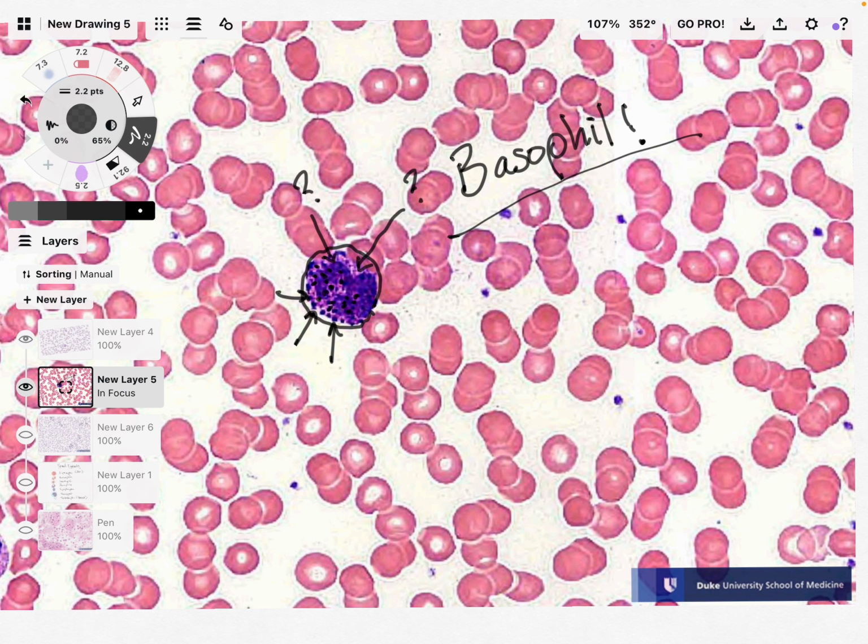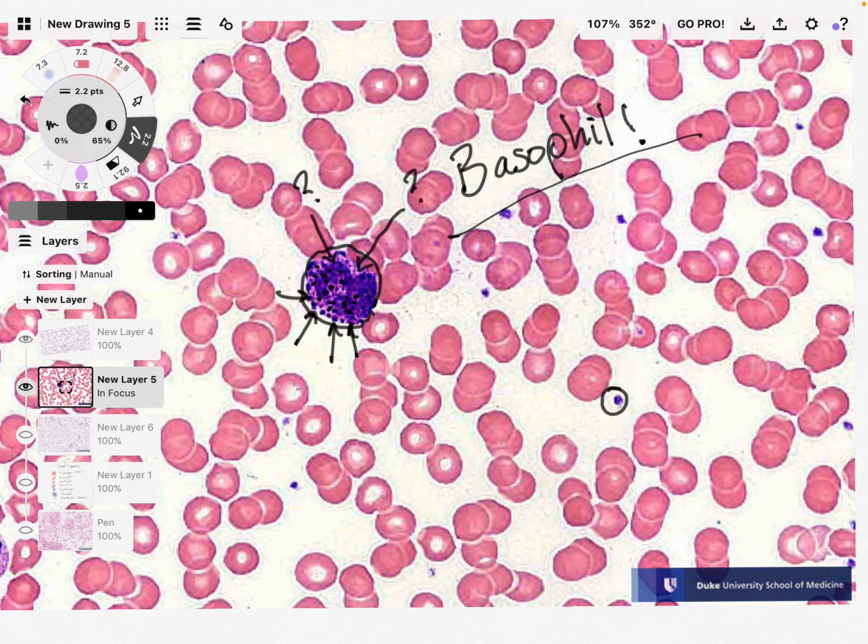But obviously, when you look at your own slides or if you practice using some of these websites I recommend, you definitely should really look at the cell and see if that is indeed what you're looking at. So again, it kind of looks like an eosinophil, but we have these really dark vesicles that are basophilic. So therefore, this is a basophil.